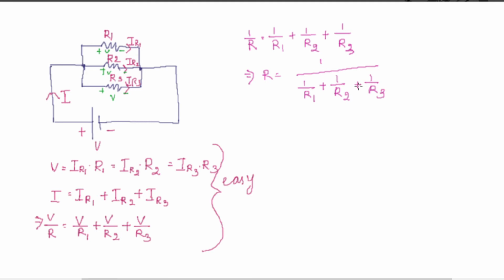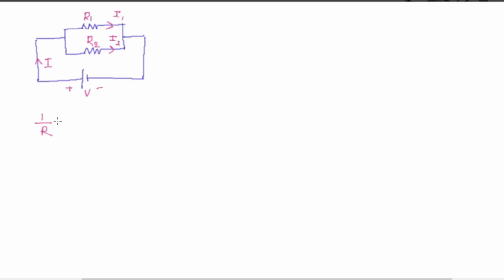In this drawing, we have three branches, right? For a two branch circuit, what will be the 1 by R value? It will be 1 by R1 plus 1 by R2. So here R is R1 into R2 by R1 plus R2.